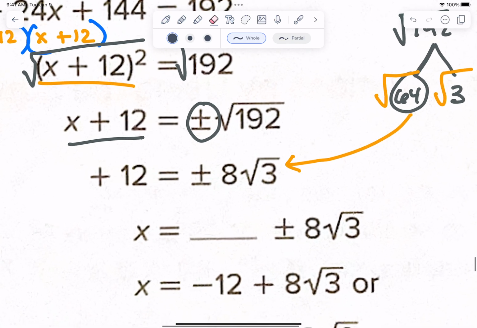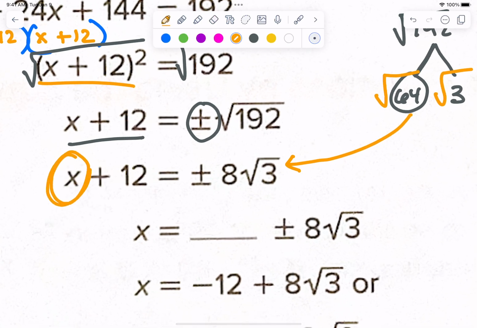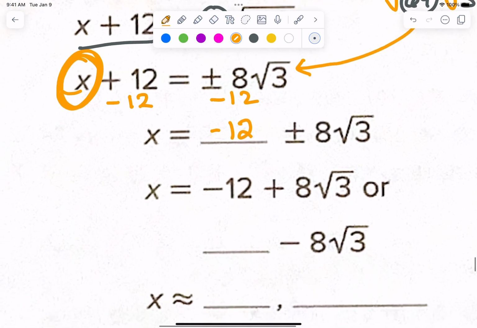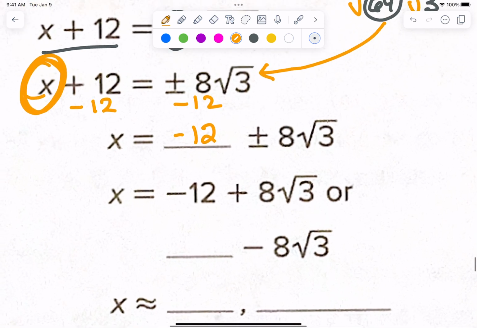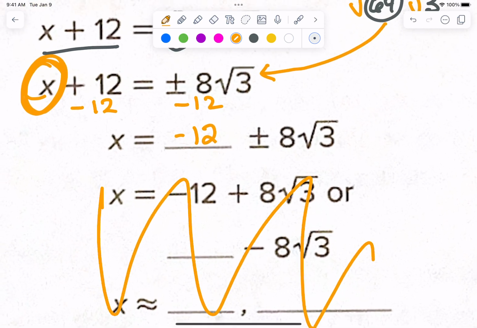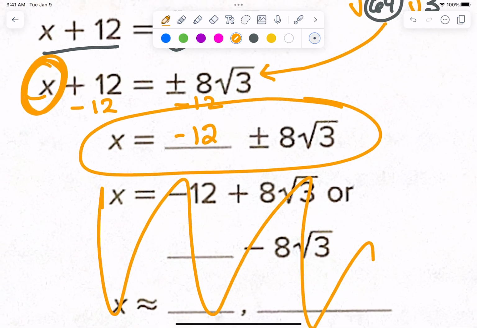Then, at this point, if I'm trying to get X by itself, I need to kick the 12 to the other side, so I subtract 12, and they write the 12 first. They do negative 12 plus minus 8 square roots of 3. And that is all. Oh, they write it actually as a decimal. I'm going to have you leave your answer like this. Negative 12 plus minus 8 square roots of 3.